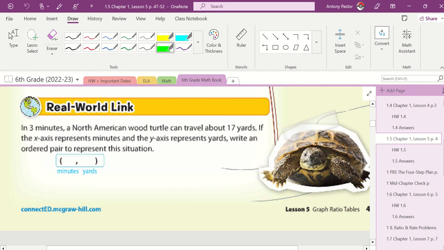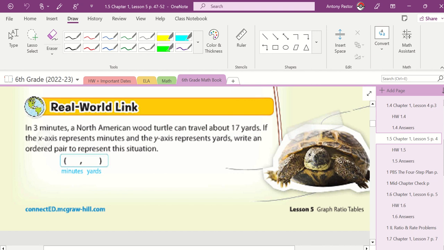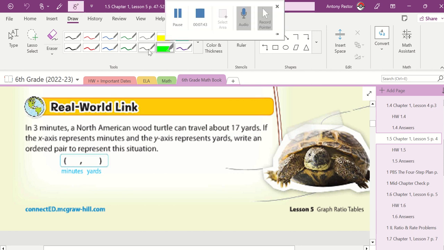if it will let me draw. Yay, there we go.